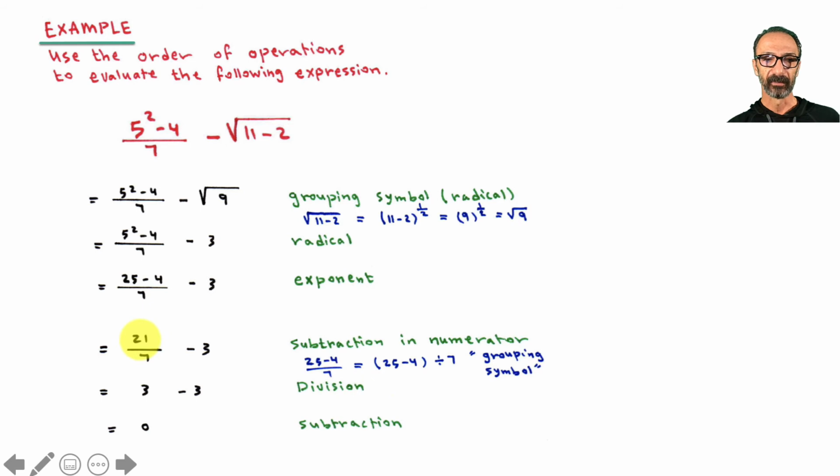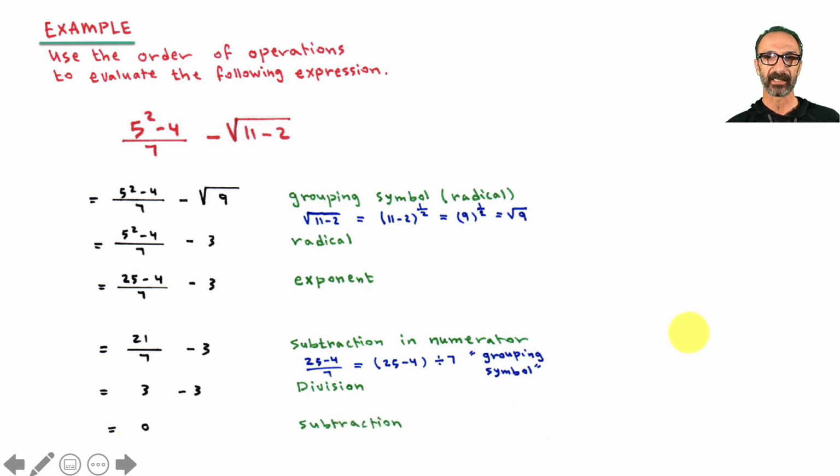We end up with 21, 25 minus 4. Now we have the division and we have subtraction. Division comes first and it's more powerful than subtraction, and we take care of it. 21 over 7 is 3. 3 minus 3, finally subtract, and the answer is 0.